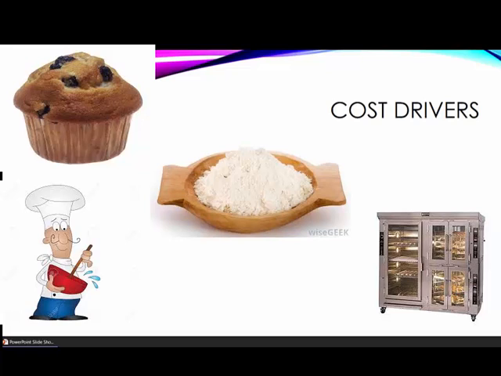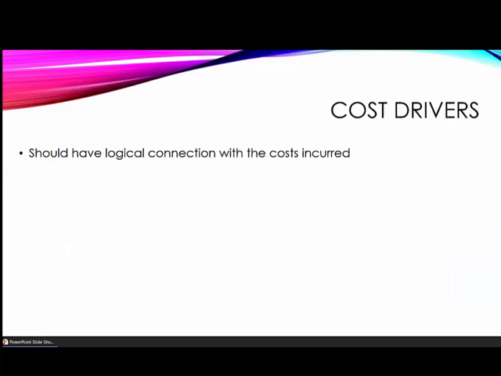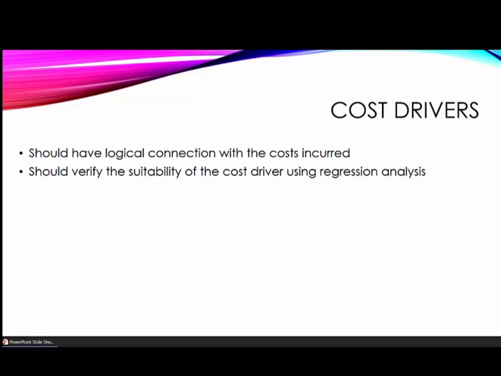But what about the overhead? What about the untraceable costs? And that's the big question. Tracing the costs of direct materials and direct labor to a cost object is not difficult. Figuring out how much electricity that batch of muffins consumed is a little bit more tricky. We want to figure out what is driving that cost. There should be a logical connection. And then we want to verify the suitability of that cost using regression analysis.